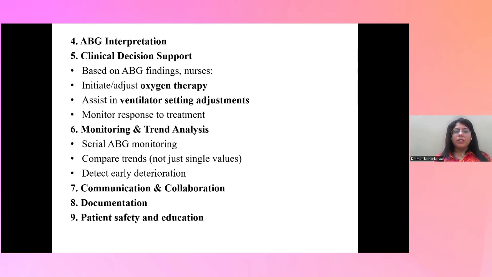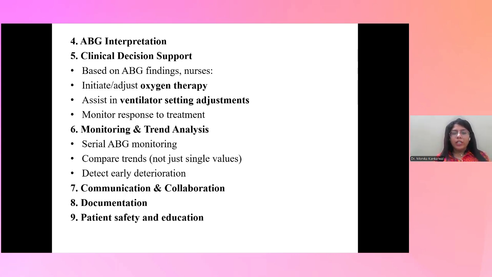Now, the next nursing responsibility: once you have interpreted the ABG, comes the clinical decision of what to do. Once we have seen that the patient has gone into acidosis, and the patient is not able to work up with the ventilator modes which you have provided, then you have to take your decision based on your ABG findings. You have to decide whether to initiate or adjust the oxygen therapy, whether to change the mechanical ventilation modes, and whether the patient needs a treatment change. This will be supported through your ABG interpretation.